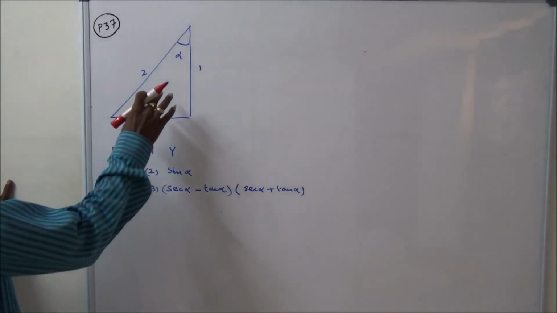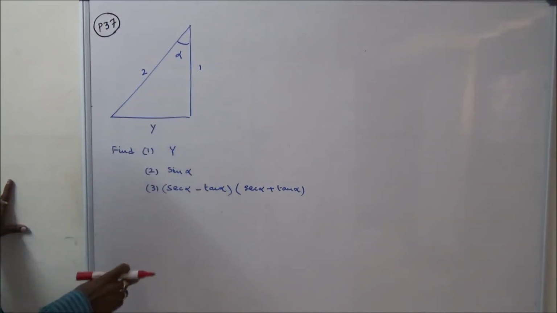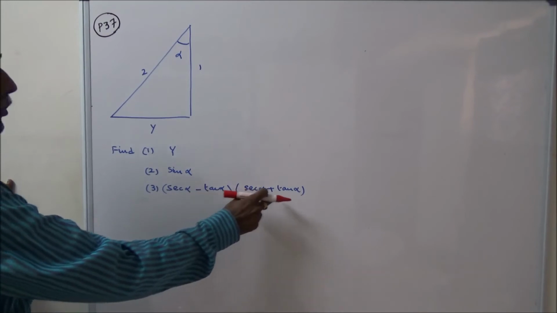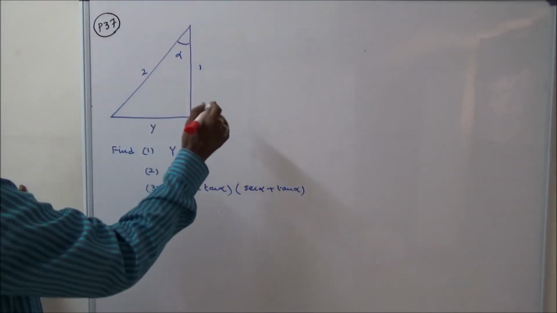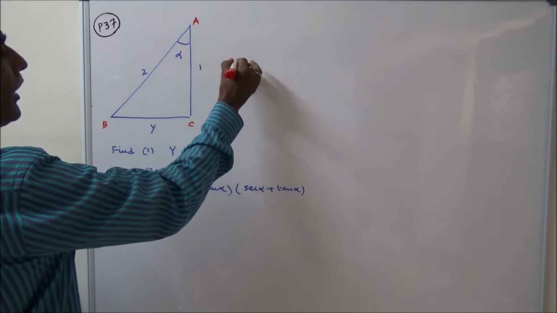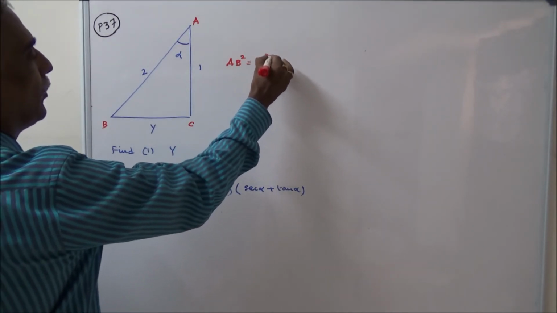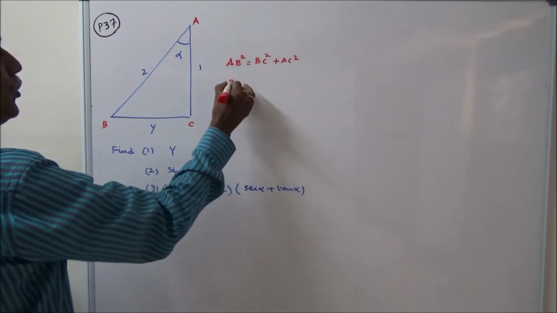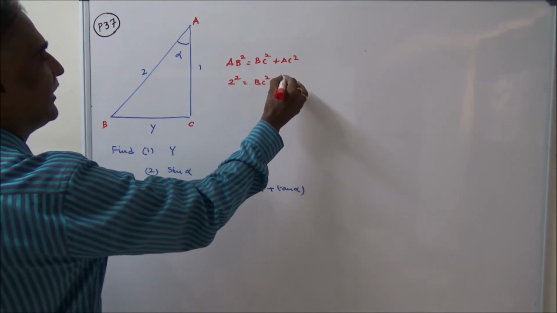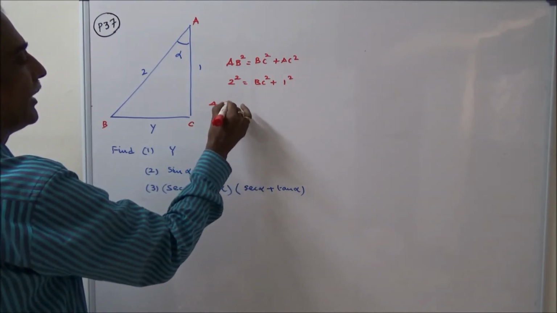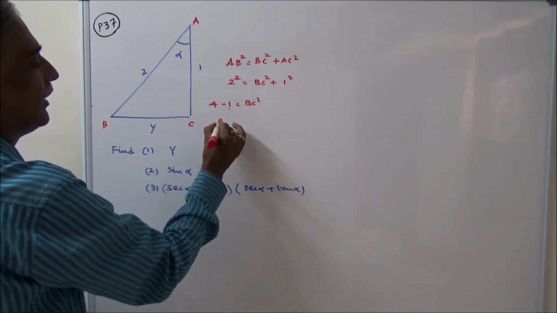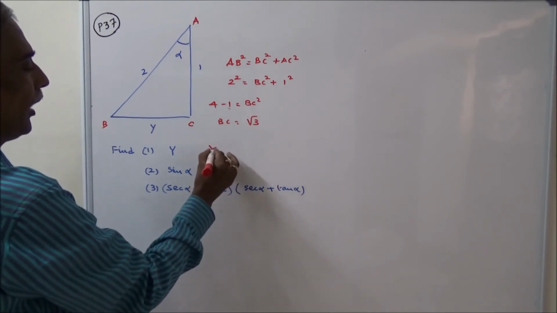Third problem. This is the given figure. Find y. Second question is sin alpha. Third question is secant alpha minus tan alpha into secant alpha plus tan alpha. So apply Pythagoras theorem. This is A, this is B, this is C. AB square is equal to BC square plus AC square. So 2 square is equal to BC square plus AC square. This is 1 square. So BC square is 4 minus 1, that is 3. BC is root 3. Therefore, y is equal to root 3.